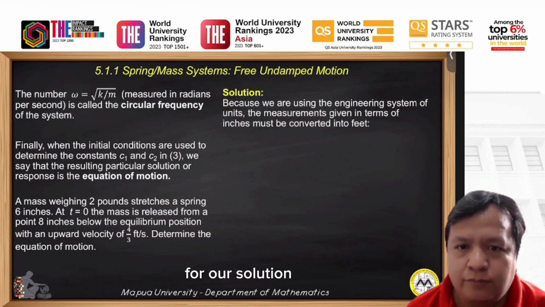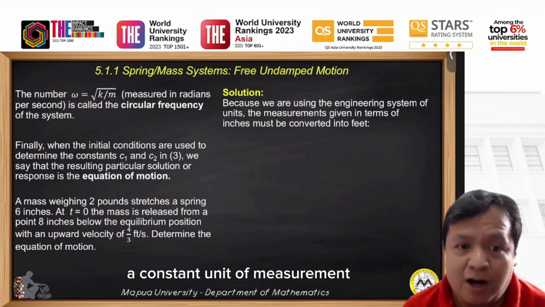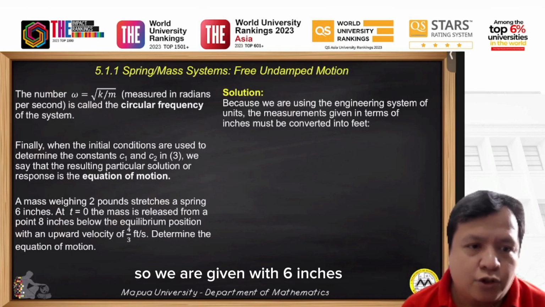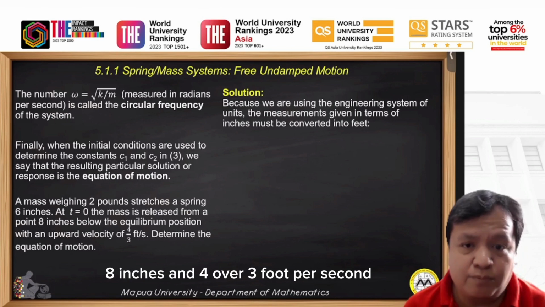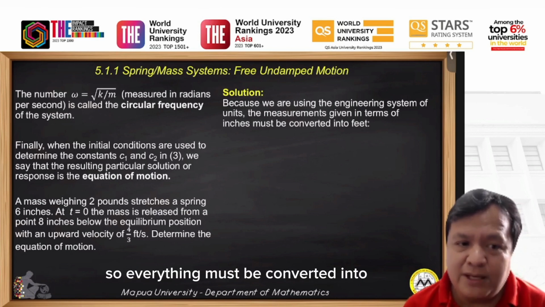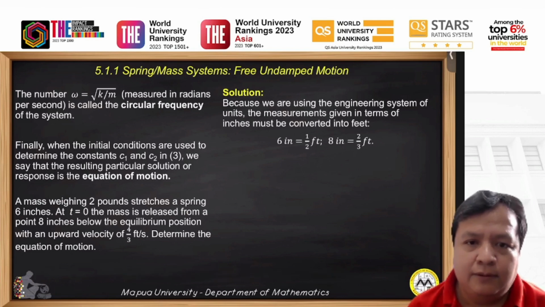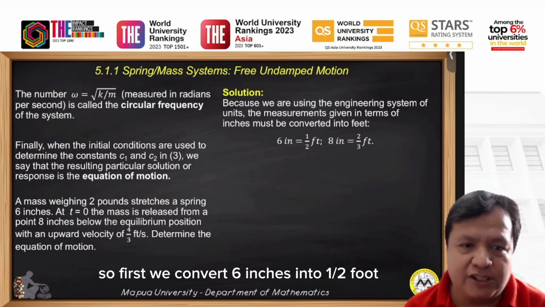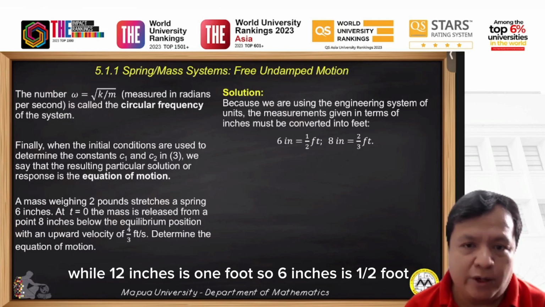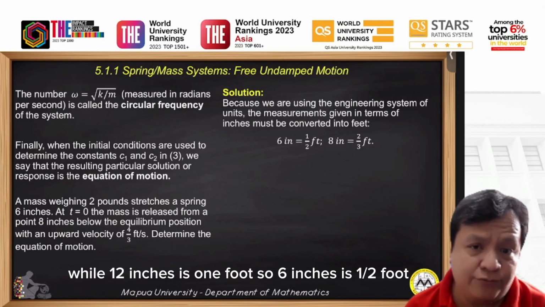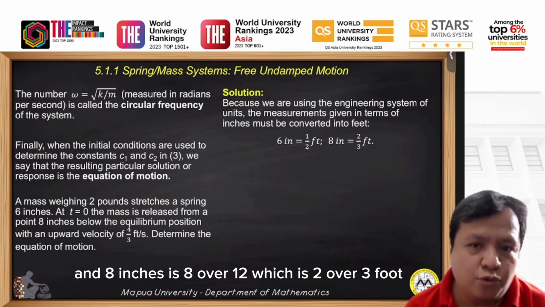For our solution, we must first identify that there must exist a constant unit of measurement. So we are given 6 inches, 8 inches, and 4/3 foot per second. So everything must be converted into a similar unit of measurement. First, we convert 6 inches into 1/2 foot, since 12 inches is 1 foot. And 8 inches is 8/12, which is 2/3 foot.